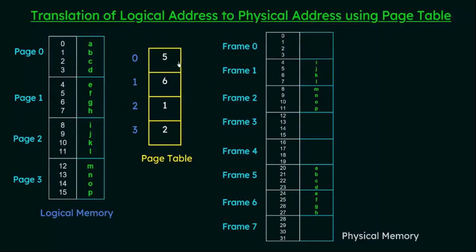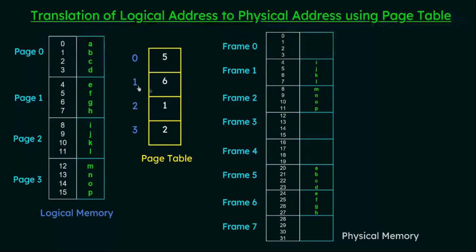Here we have our page table. In the page table it is mentioned which page is stored in which frame. Let's see what it says. Page 0 is stored in frame number 5. So where is our page 0? This is page 0. What is the data in page 0? A, B, C, D. These are stored in frame number 5. So where is frame 5? Here is frame 5. We see that A, B, C, D is stored in frame number 5.